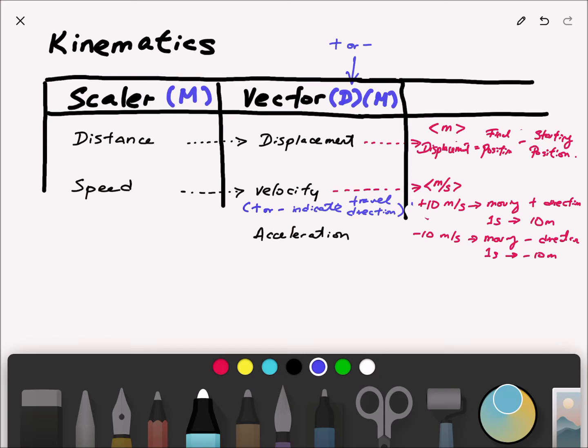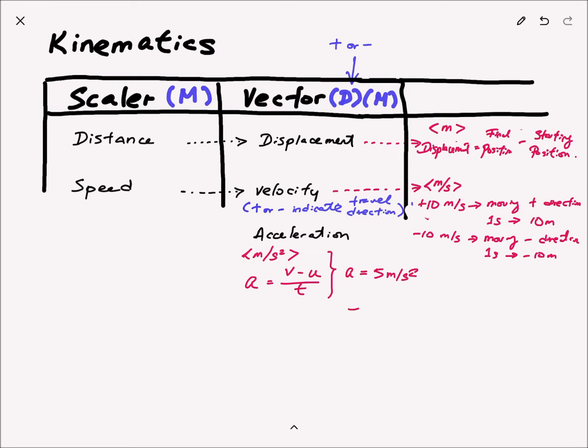Now the last one is what we call acceleration. Acceleration has a special unit. Acceleration basically has the unit of meters per second squared. What acceleration is, is actually the final velocity, which we call v, minus the starting velocity u, over t. So if you understand this mathematics, when I have acceleration equal to 5 meters per second squared, what it means is that I would have time and my velocity.